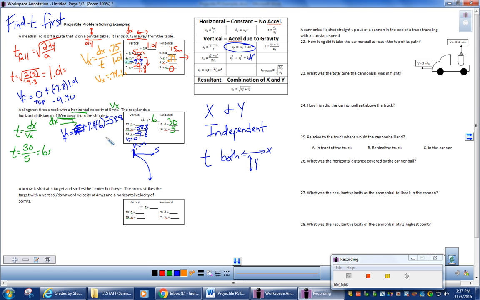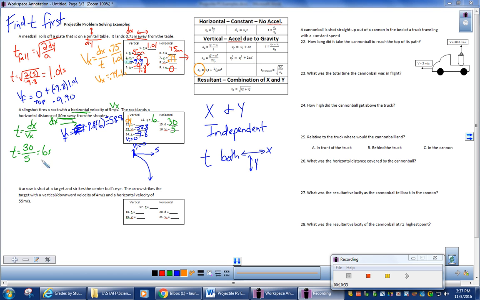To find my height, or my vertical distance, I need to pick an equation that has a vertical distance in it. Going back to my equation chart over here, this has a vertical distance, this has a vertical distance, this has a vertical distance, and of course my t-fall has a vertical distance. So I'm going to pick the one that seems easiest. This one is already set up for dy, where I don't have to do any algebra. To me, that is the easiest equation to use.